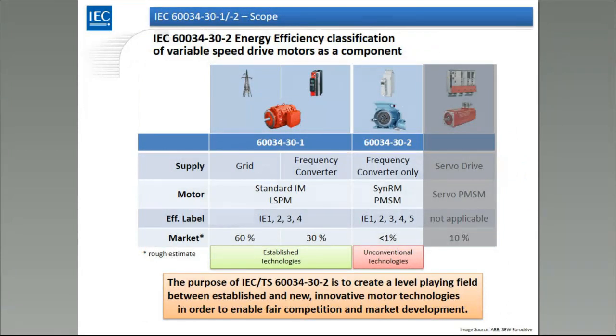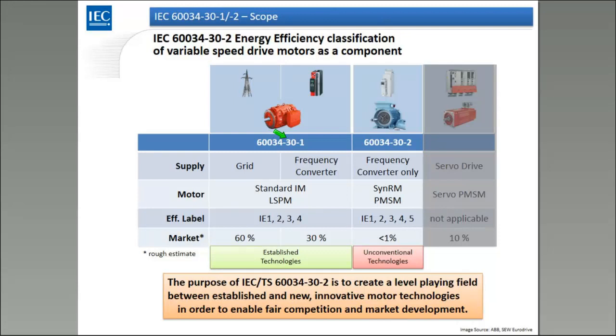Now, let's go into the standards. We'll start with the classification standards, of which we have two different ones, the 30-1 and the 30-2. First, you need to understand which motor falls under which classification standard. The most important thing to remember is that each and every motor falls under one of these two standards, but never under both. So it's either or, never both.